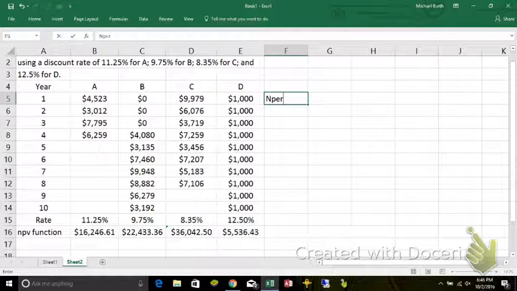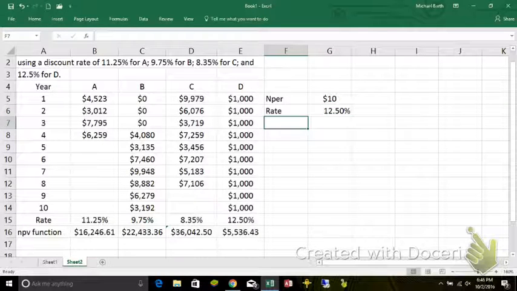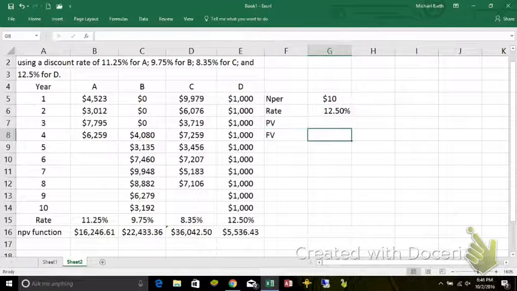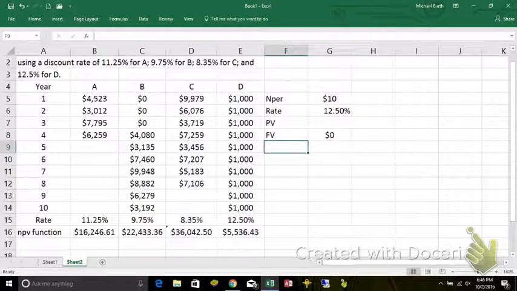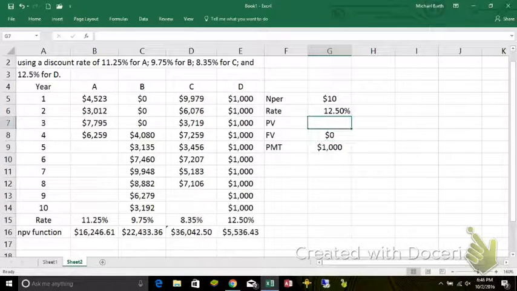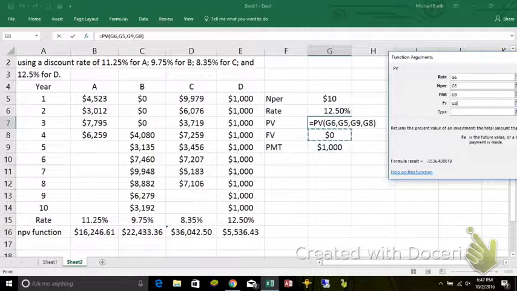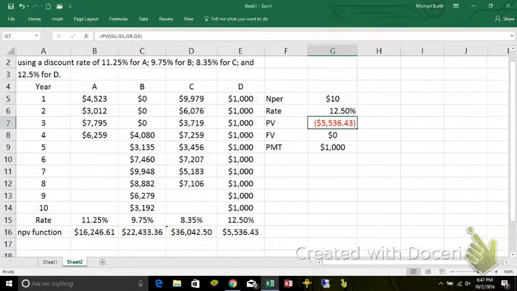with the payment functions that we've been using so far. The number of periods for D would be 10 payments. The rate would be 12.50%. The PV is what I'm solving for. The FV would be 0. And the PMT would be 1,000. So if I solve for equal PV, open parens, and then use the answer box here, that would be 12.5%, the number of periods is 10, payment is 1,000, future value 0, and I hit the go button. I'm going to get the same answer.